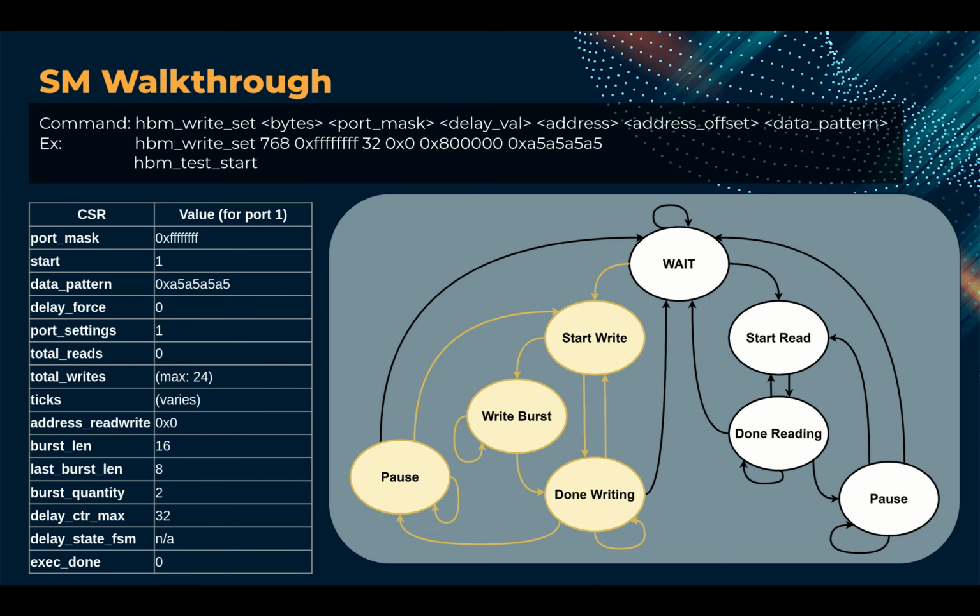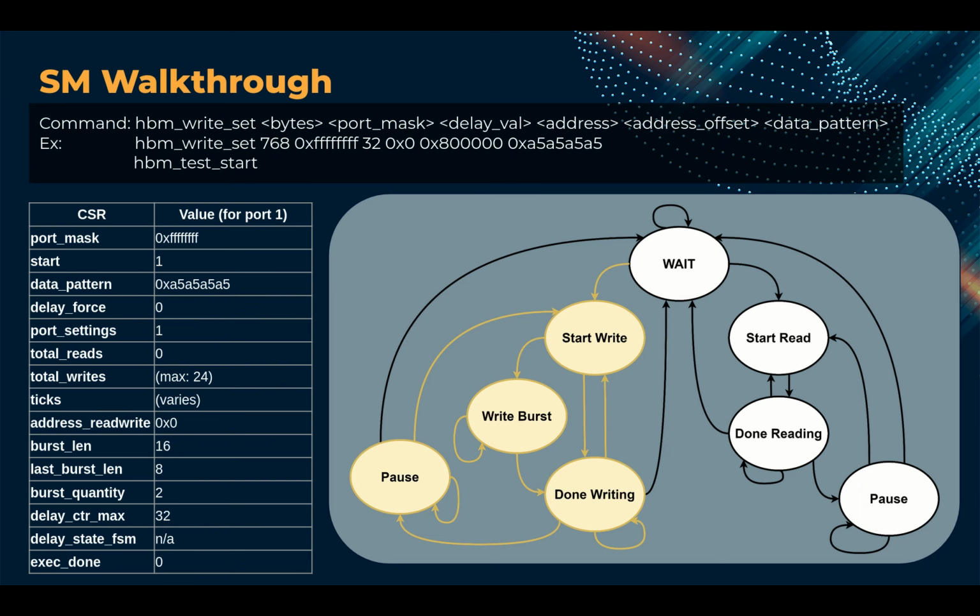One transaction will be a burst length of 16, so register burst len is set to 16. The last transaction will be a burst of 8, so the last burst len register is set to 8. There will be 2 transactions, so burst quantity is set to 2. And in all, we will have 24 32-byte writes with the HBM. The rest of the arguments are optional, as there are default values for each.